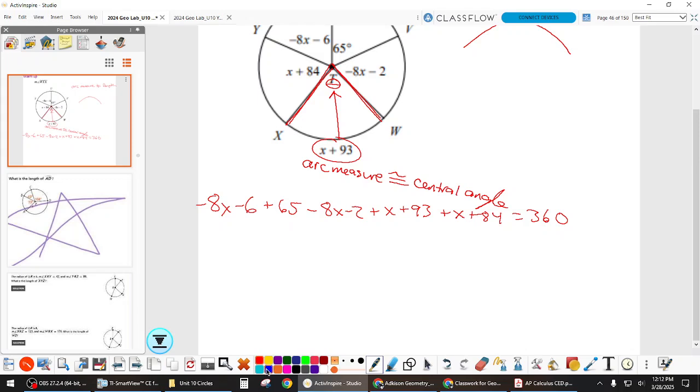So let's combine all our x's. So we have negative x, another negative x, so that's negative 16, and then 2 x's, so negative 14x. And then let's combine all these. So negative 6 and 65 is 59. And then negative 2 makes 57. And then 7 plus that 3 makes, what did I just say? Yes, okay, so 60, and then 9 is 150. And then 84 is 234.